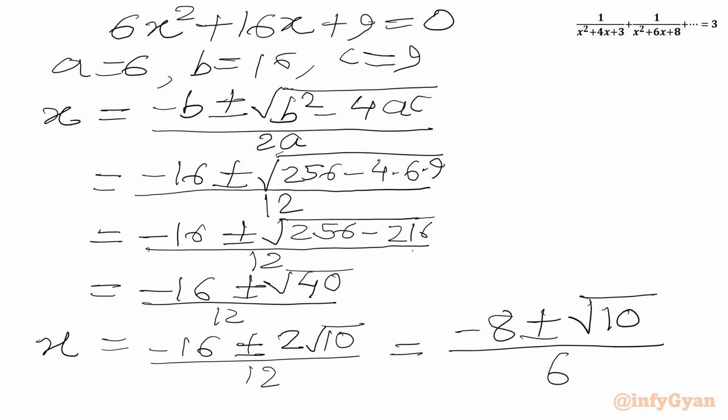So we have two real solutions, minus 8 plus square root 10 over 6, minus 8 minus square root 10 over 6.